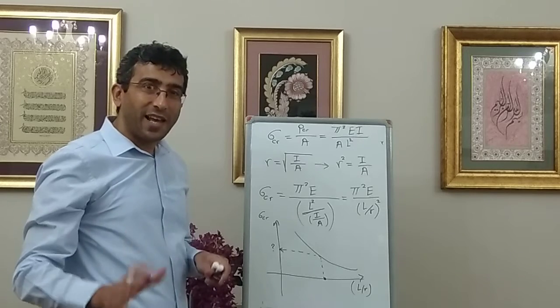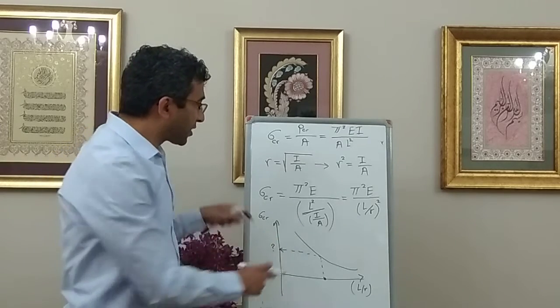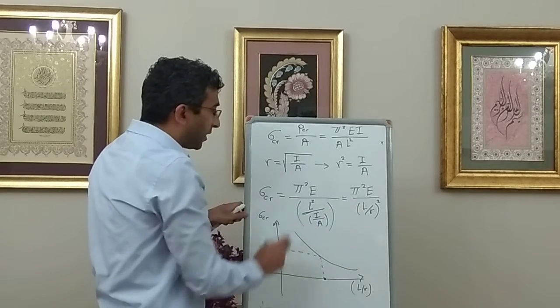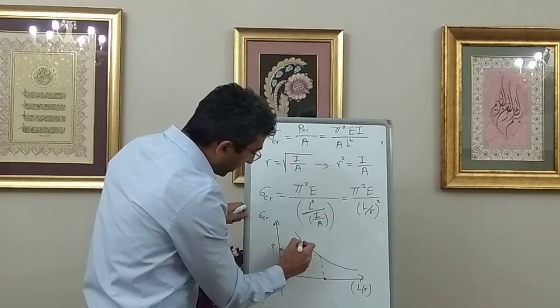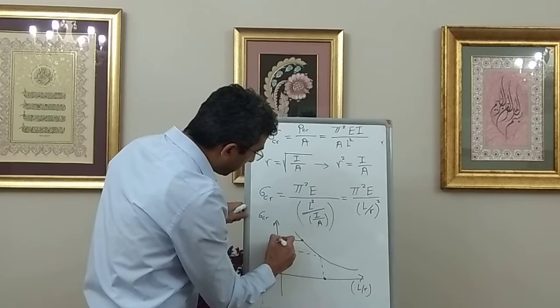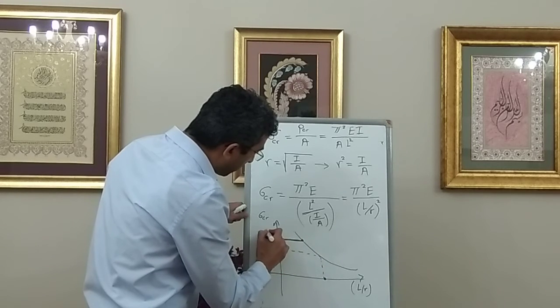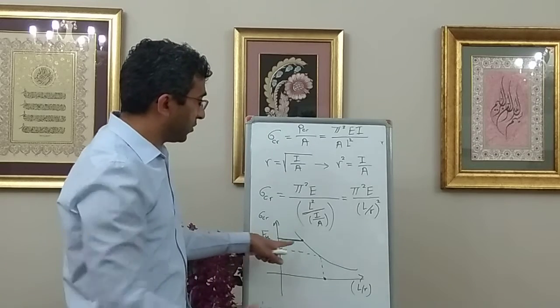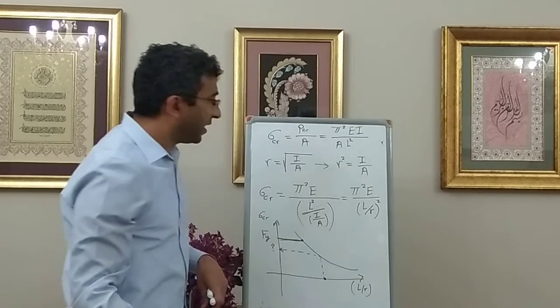Lastly, of course, if you reduce the slenderness, this will go to infinity. This goes to 0. But of course, the material has some limit here. This is the yield stress of the material. It cannot exceed that. So you are dealing with this part.